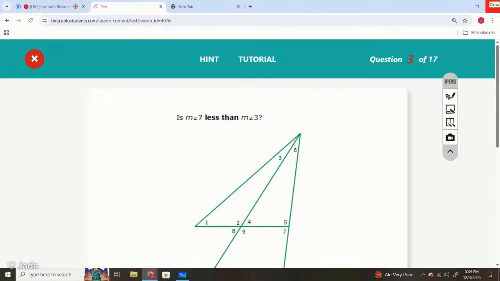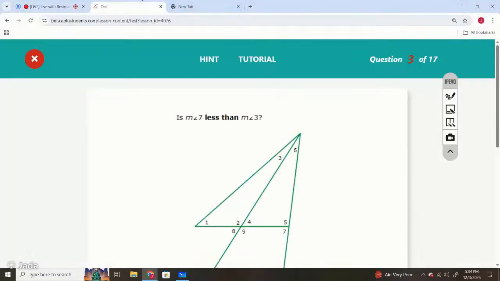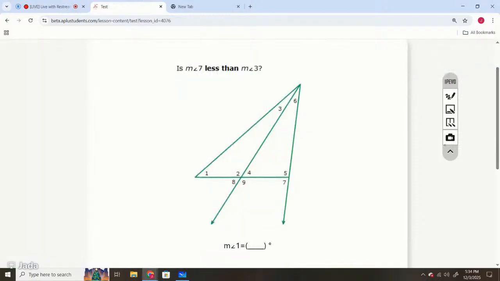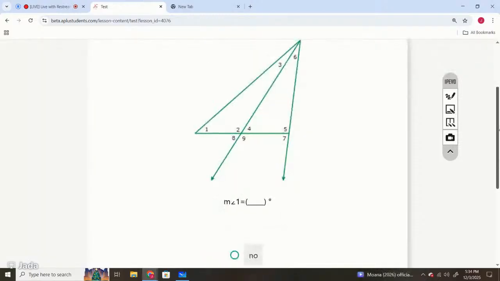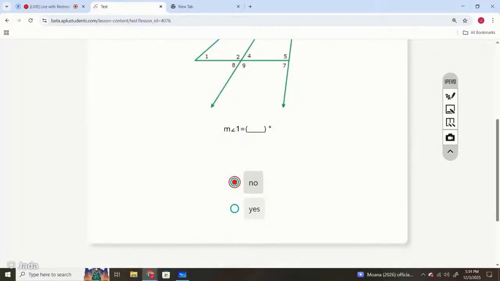Is the measurement of angle 7 less than the measurement of angle 3? Angle 7 is the exterior angle while angle 3 is the interior angle. So angle 7 is not less than angle 3.